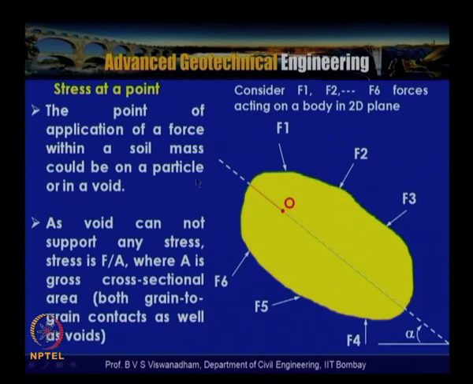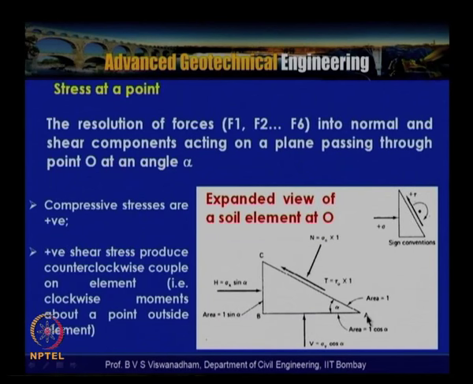The point O is here, and the expanded view of an element shows the element ABC, with AB the plane where the vertical force V is acting. If this area is a unit area, inclined at alpha, then the area of this one is 1 cos alpha, and this area is 1 sin alpha. So 1 sin alpha and 1 cos alpha are the areas of AB and BC, and the area of AC is 1. So the vertical force is nothing but stress into area, and the horizontal force is nothing but horizontal stress into area.